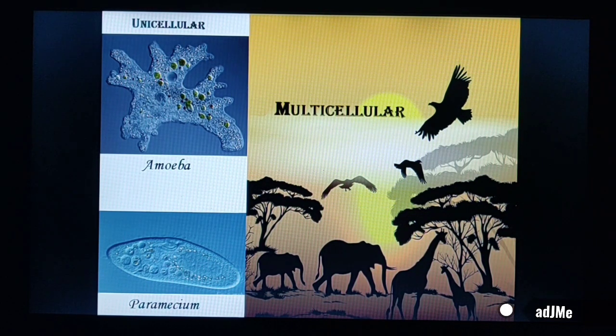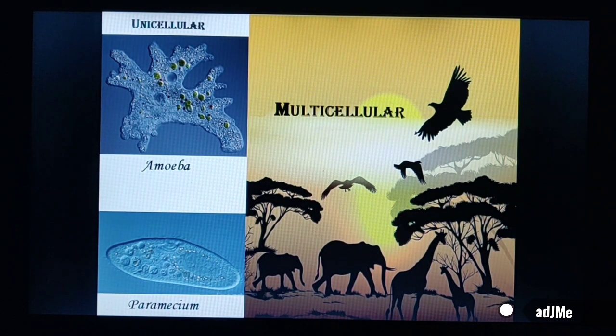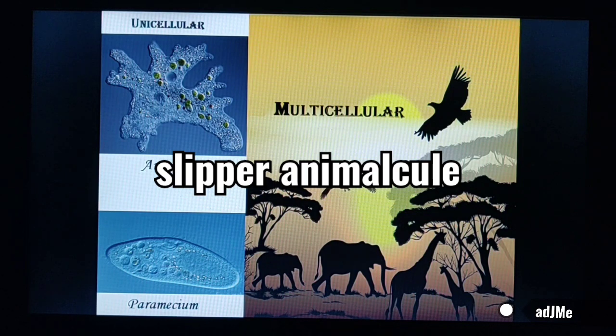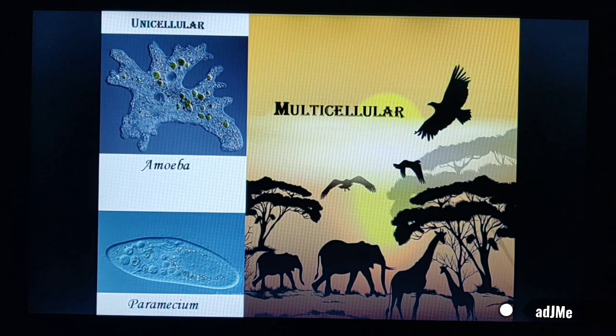I want to add one more thing: amoeba is an irregular shaped animal. You can look at the picture, which doesn't have a proper shape. Then paramecium is called a slipper animalcule. The shape looks like a slipper or a footstep, so they call it a slipper animal or slipper animalcule. These two are examples of unicellular animals which have unicellular organization.